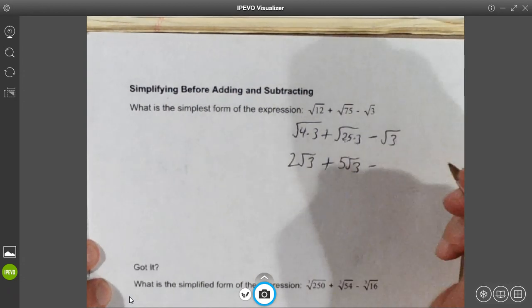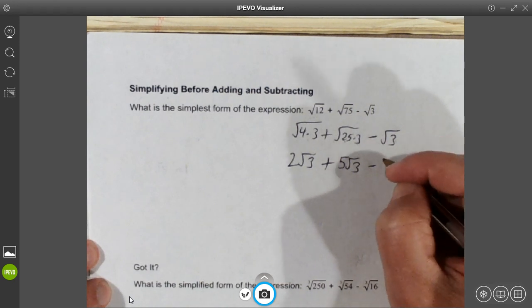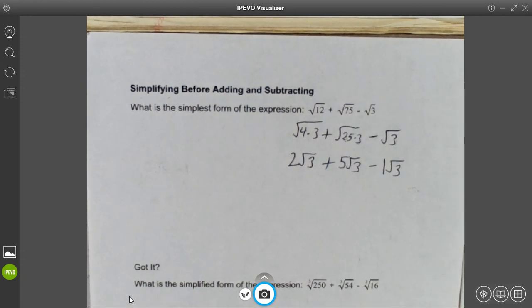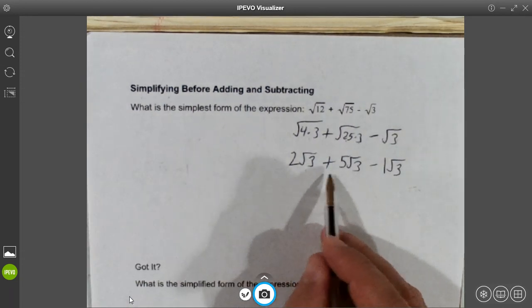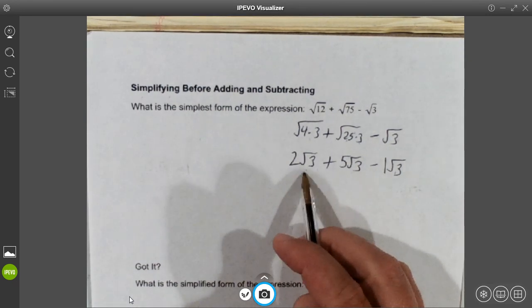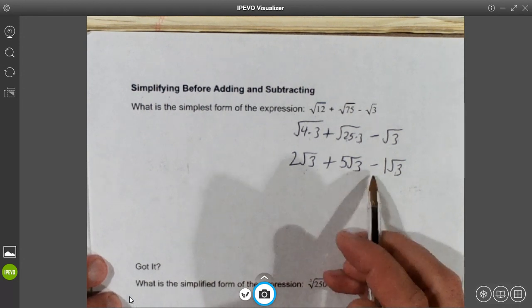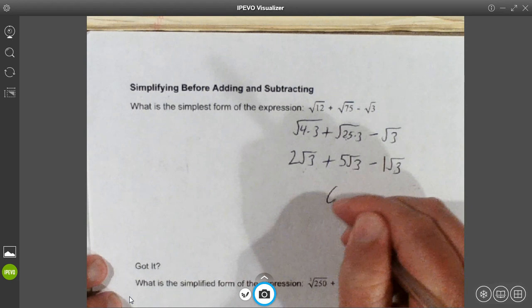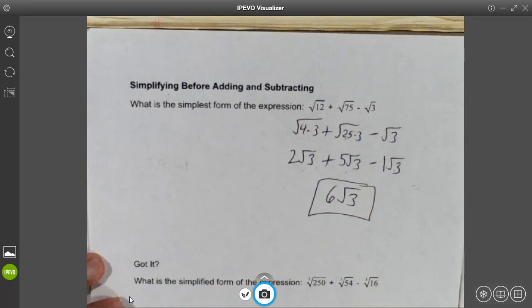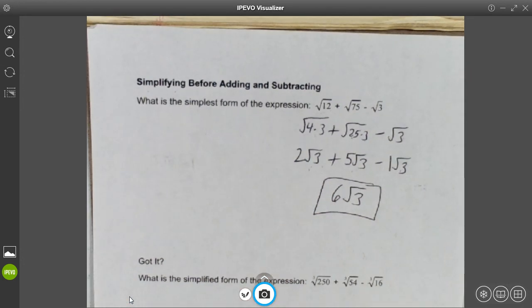And then minus, and here's the thing you got to catch, just like with variables, there's that understood 1 in front of there. So I'm going to write that as 1 square root of 3. And so now we've got 2. Oh, now look, all of a sudden, now that we've got it simplified, they actually are like radicals. So 2 square root of 3 plus 5 square root of 3 would be 7 times the square root of 3 minus 1. My simplified answer here would be 6 times the square root of 3. So sometimes what aren't like radicals actually do work out okay if you simplify them.